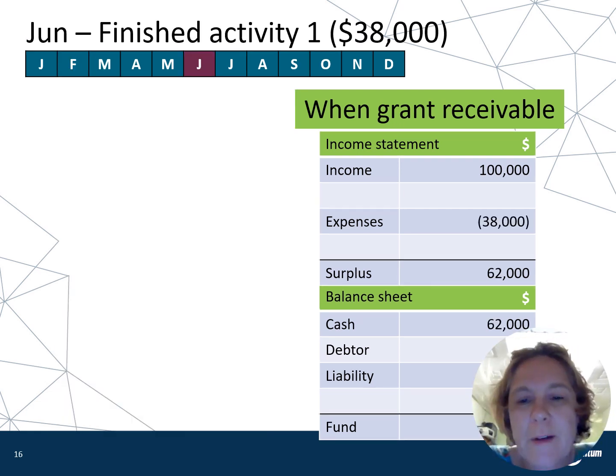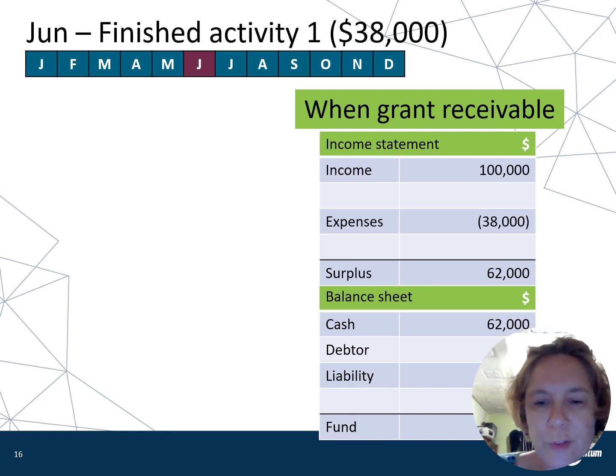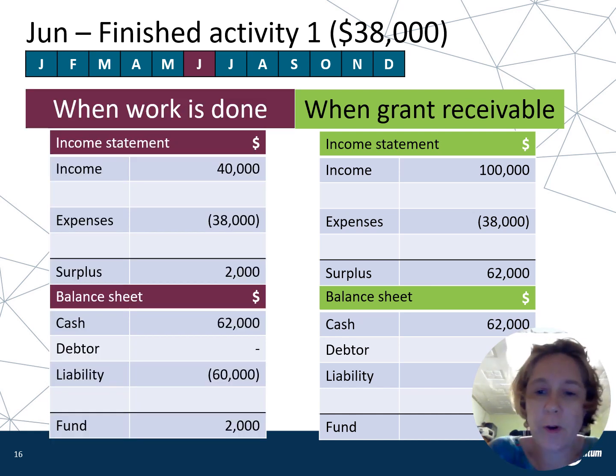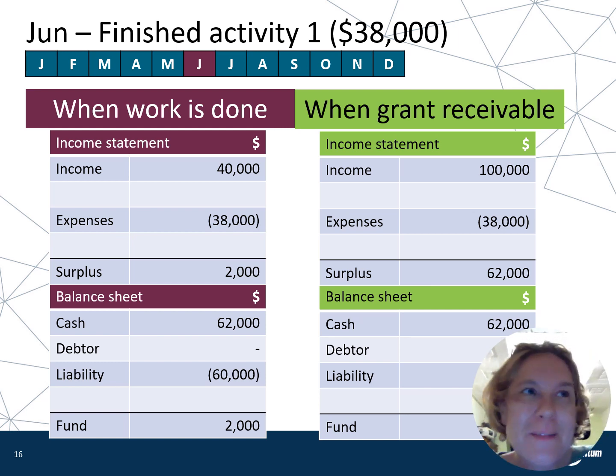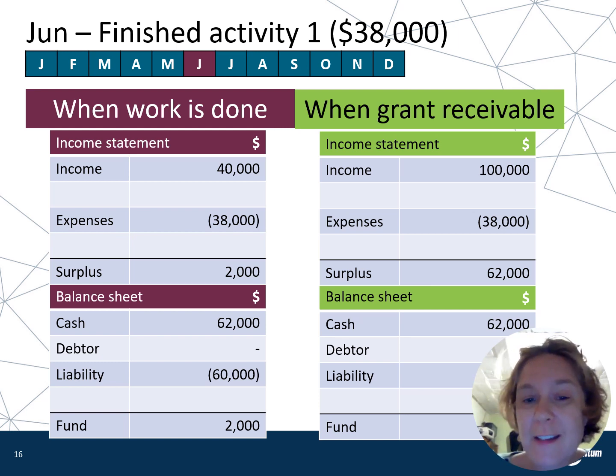So if we look now at June and we compare and contrast. We finished activity 1, and in the agreement, the standalone amount that related to the value of doing, or the estimated costs of doing activity 1, was 40,000. So when we finished activity 1, we can recognize income of 40,000. And what we've done is we've transferred that from the liability. So you can see the liability has gone down from 100 to 60. The income has gone up from 0 to 40.